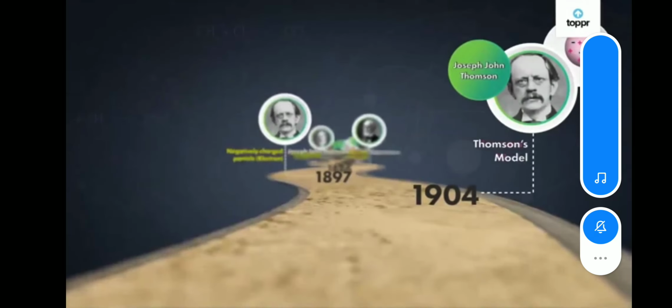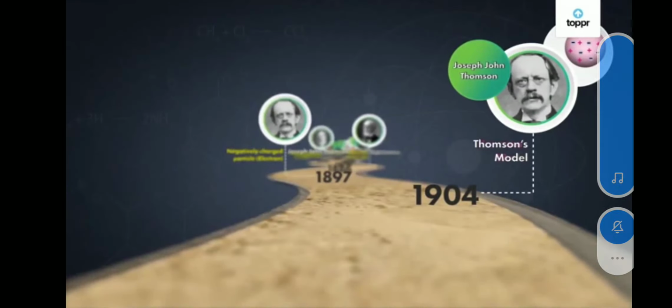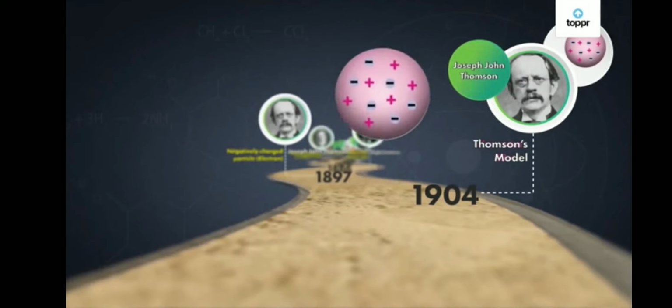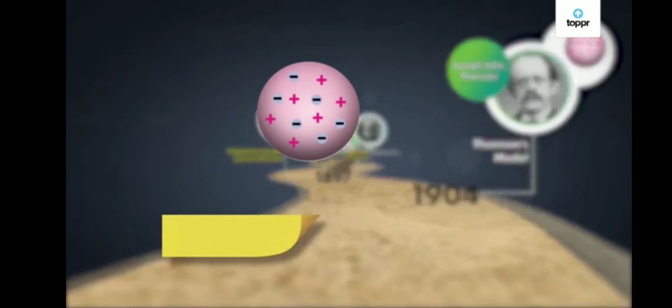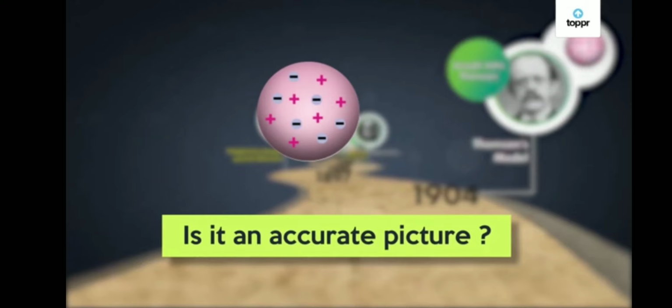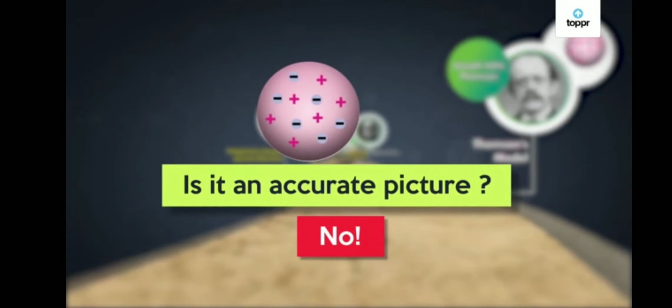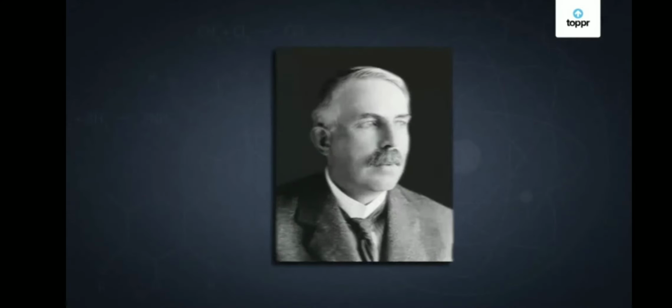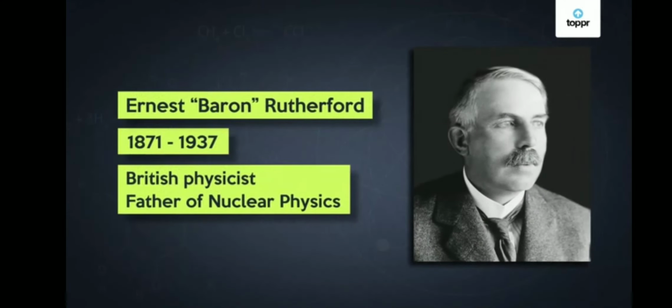how Thomson tried to understand the atom and visualized it. He gave us the plum pudding model. But did it give an accurate picture of the atom? No, because it had so many flaws. But these flaws were taken care of by Ernest Rutherford in his model of the atom proposed in 1911.